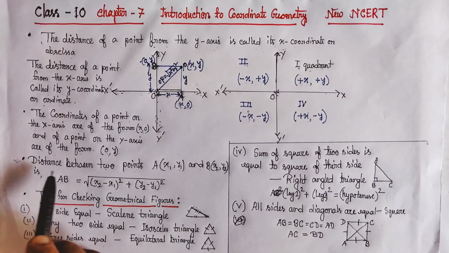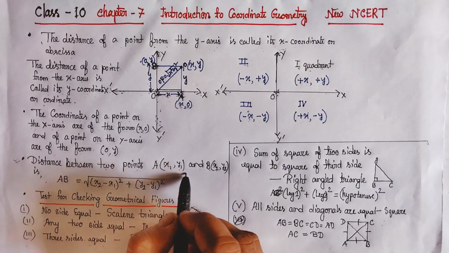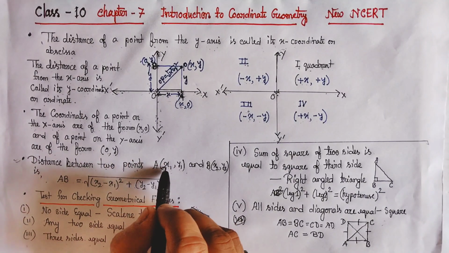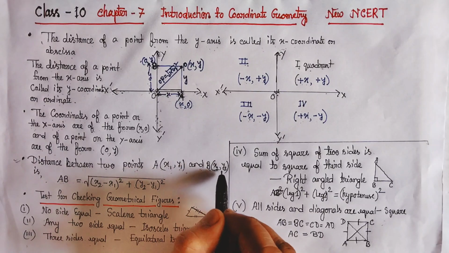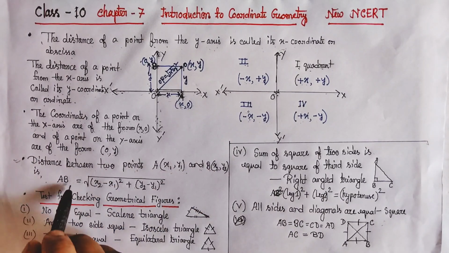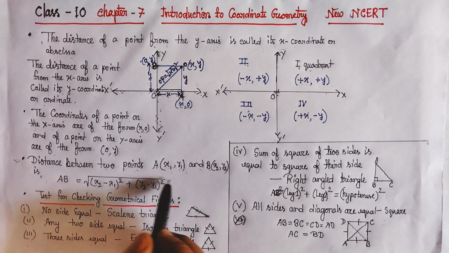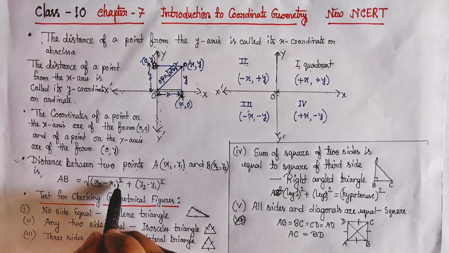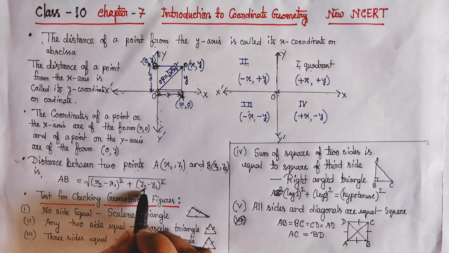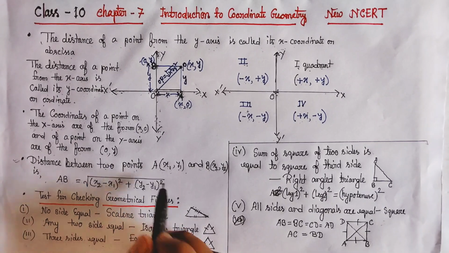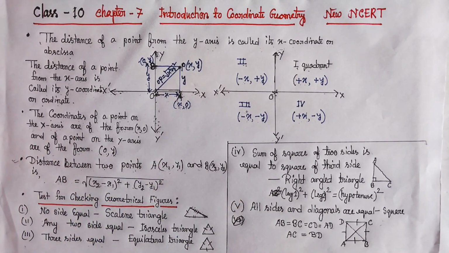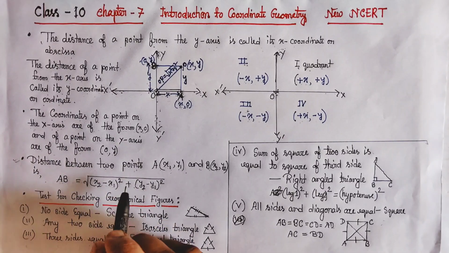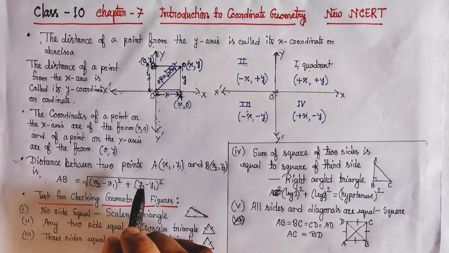Again, the distance between 2 points, that means the distance formula. For 2 points A (x1, y1) and B (x2, y2), AB equals the square root of (x2 minus x1) whole square plus (y2 minus y1) whole square. So this gives the distance between 2 points, and it is called the distance formula.